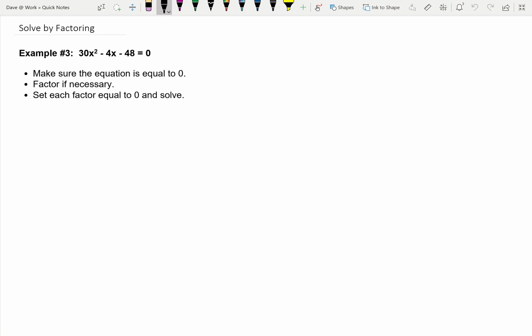So we now move on to the third problem, and it's intentionally meant to be ugly because it's going to involve many components. The good news is, as you can see here, I already have it equal to 0, so that's not going to be one of the issues. The issue is going to be factoring, and what I'm going to do is factor all the steps properly, which means the first step I should be looking for is my greatest common factor. And there is a greatest common factor, it is 2. So I'm going to need to pull out a 2, and I'm going to be left with 15x squared minus 2x minus 24.